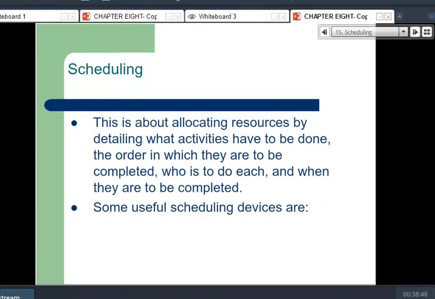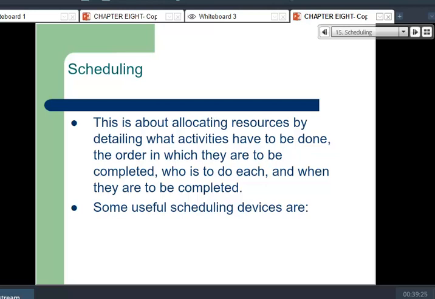So, scheduling. What's the meaning of scheduling? This is about allocating the resources by detailing what activities have to be done, the order in which they are to be completed, who is to do them, and when they are to be completed.